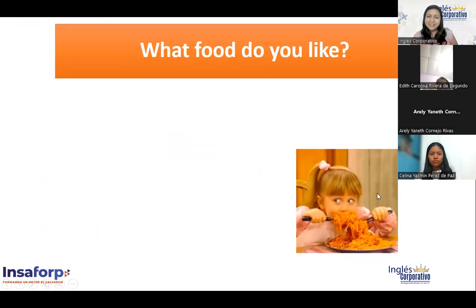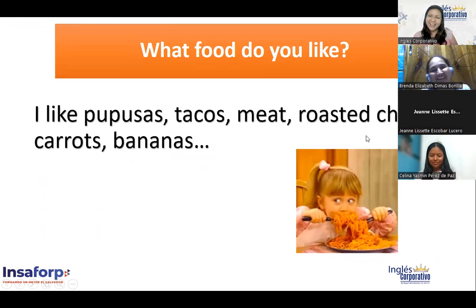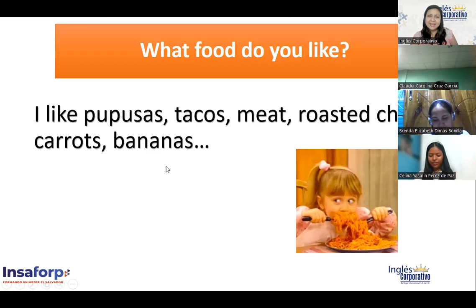What food do you like? Look at this little girl. What does she like? Wow. I like pupusas. And coffee. Yes, I like pupusas, tacos, meats, roasted chicken, carrots, bananas, strawberry, mangoes, arrayanes. Yes, arrayanes.